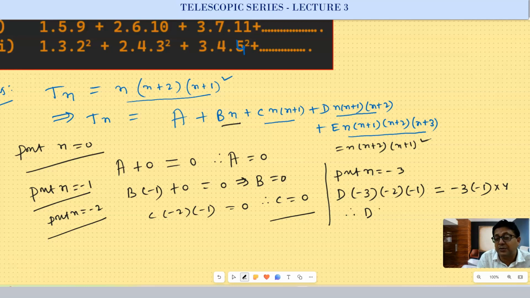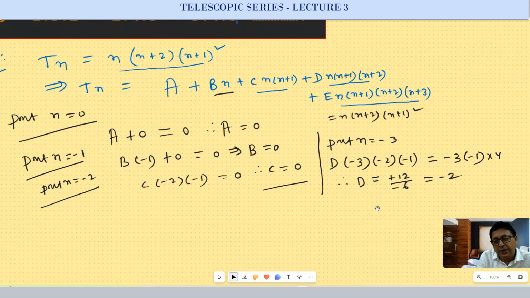I hope all of you have understood. D's value is going to be minus 12 by minus 6. So D is minus 2. How to find D? You put an arbitrary value over there. Okay, anything you can put. This is an identity. So to get the value of E, what we are going to do is put n equal to 1, which we did not put earlier. So let us put n equal to 1 over there.